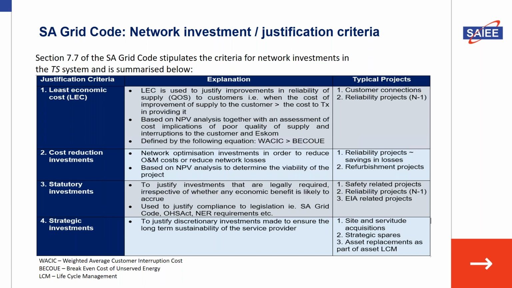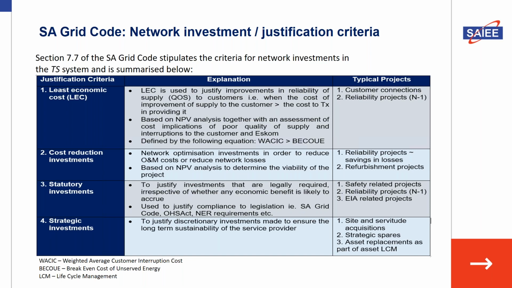Typical projects or investment plans that are justified on this criteria cover customer connections and reliability projects to meet the minimum N-1 criteria. Then there's the second criteria, which looks at cost reduction investments. Now, these are investments that optimize or reduce the operations and maintenance costs or reduce network losses on the system. And typically, you would do a net present value calculation to analyze and determine if the project is viable.